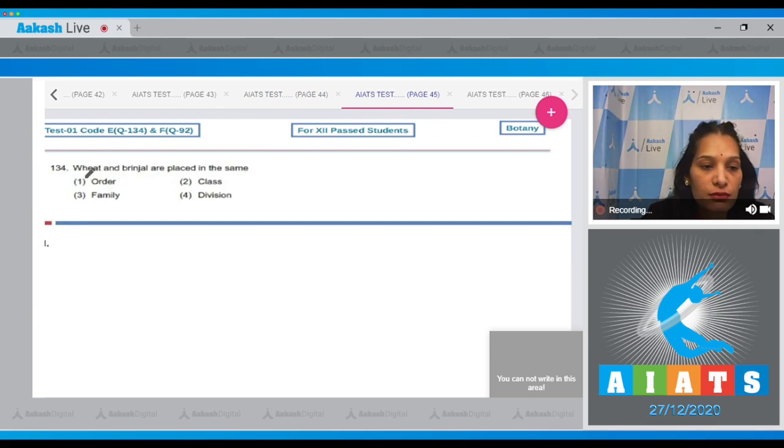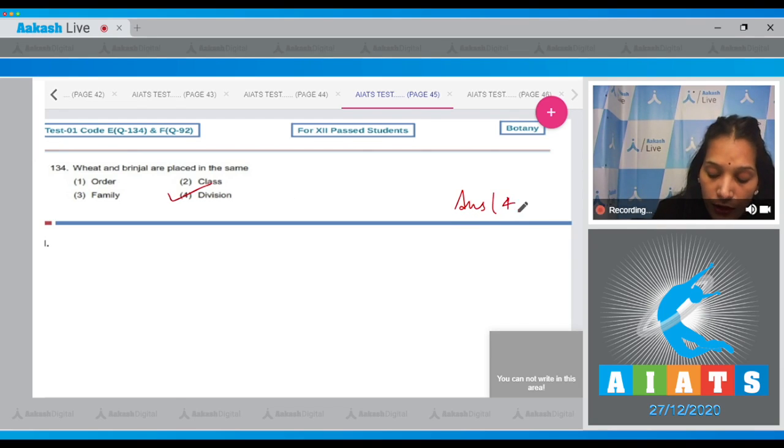Question number 134. Wheat and brinjal are placed in the same dash. Wheat is a monocot, brinjal is a dicot. Both belong to the different families. Wheat to the Poaceae, brinjal to the Solanaceae. So the division for both is same, that is Angiospermae. So the correct option for the given question is option number 4. Let's move to the next question.